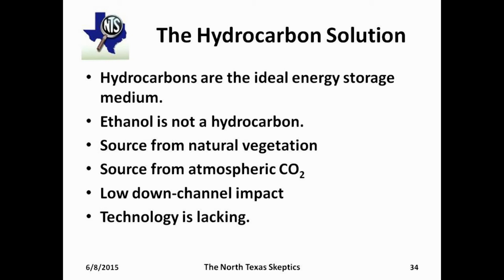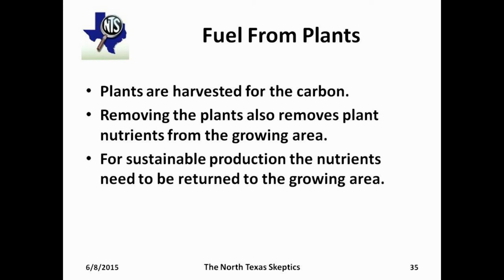We would source hydrocarbons from natural vegetation. They pull their carbon from the atmosphere, and producing hydrocarbons as a fuel, as a medium of energy storage, has low downstream impact. You don't have to replace all the service stations, for example, but the technology is lacking. To get fuel from plants, the plants have to be harvested for their carbon. Removing the plants also removes the plant nutrients, so there are some downsides to that.